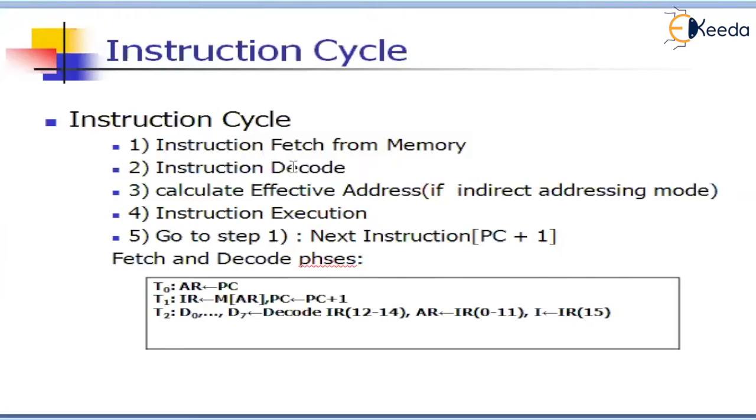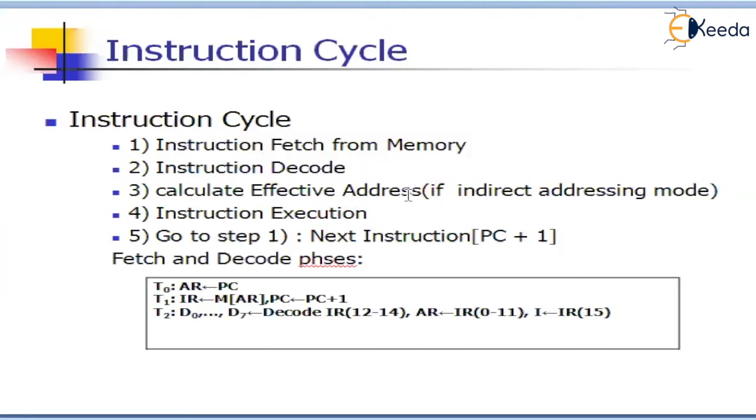Decoding means there is an opcode. Several combinations of opcodes are available, from 000 to 111. We have memory reference instructions, register reference instructions, and IO instructions. To perform an operation, first of all, we need to decode the opcode. Once we decode the opcode, we will know what operation is going to be performed by the execution of this instruction. So that goes under the decode phase.